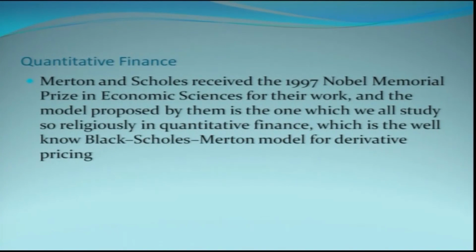Now, we all know that in 1997 the Nobel Prize in Economics, so it is basically the Nobel Memorial Prize in Economics, was given to the work of Merton and Scholes in the area of derivative pricing, and after that there has been exponential increase in the area of quantitative techniques in quantitative finance and in the area of different types of derivative pricing.